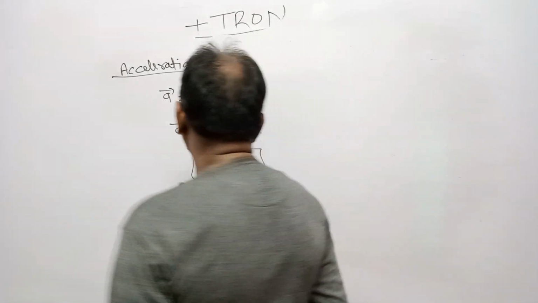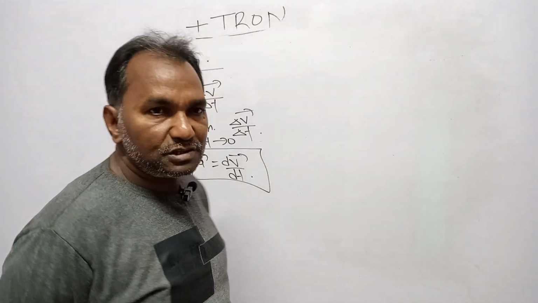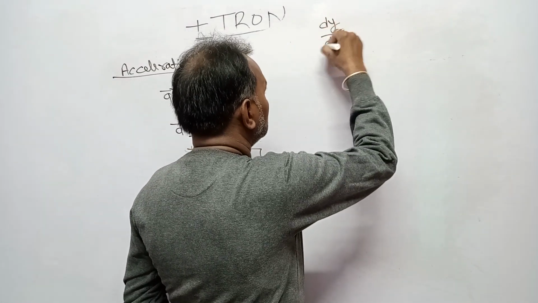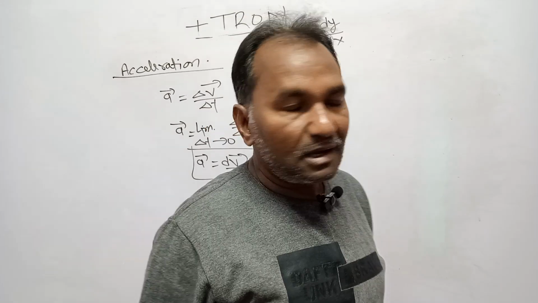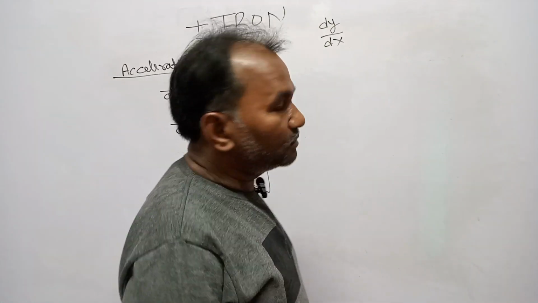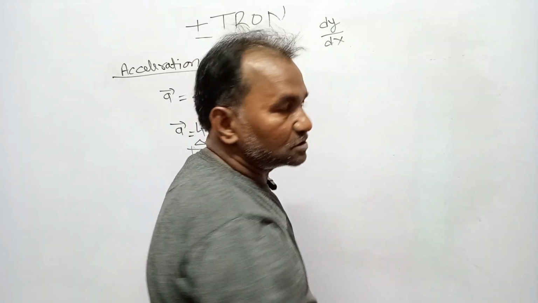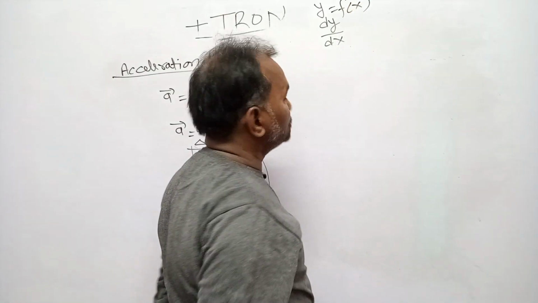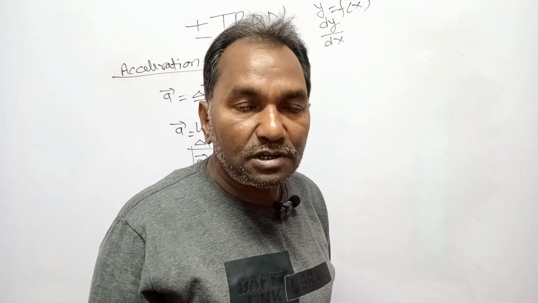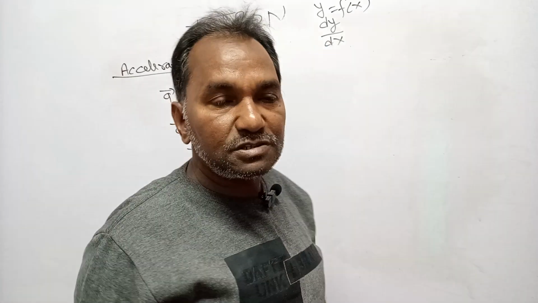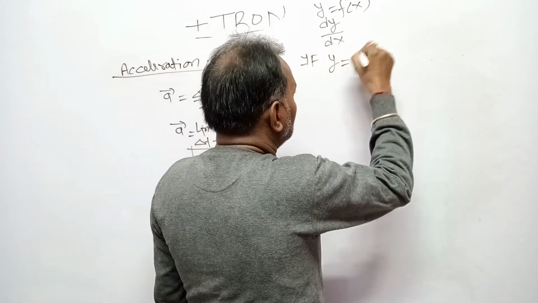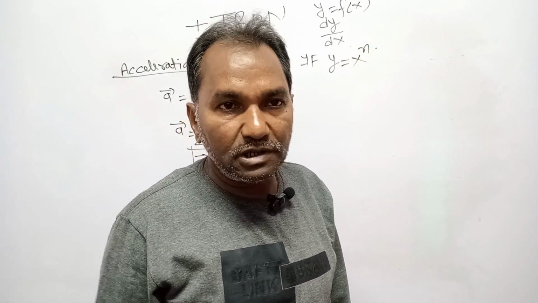Dear students, I have told you that acceleration is the rate of change of velocity. As you know, what is dy upon dx? dy upon dx is the change in y with respect to x, meaning y is a function of x. If y is a function of x, then dy upon dx means differentiation. dy upon dx means you are differentiating y with respect to x. And for this, you should know a bit of the primary basics.